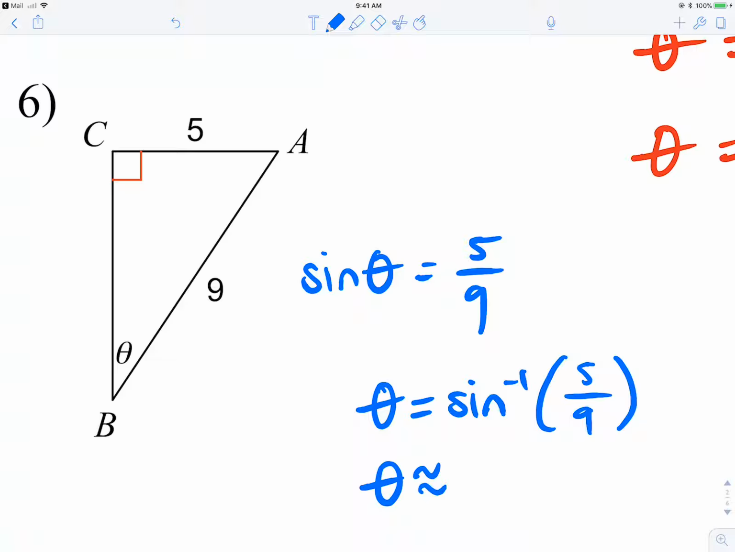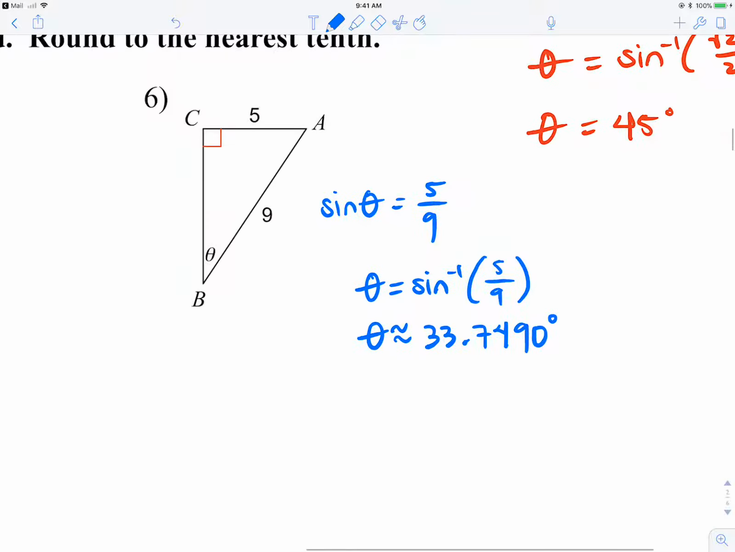So again, hitting second and now sine to call up inverse sine on my calculator of 5/9 is approximately 33.7490 degrees. And our calculators might have slightly different answers, and that's okay. I take that into account when I'm grading.